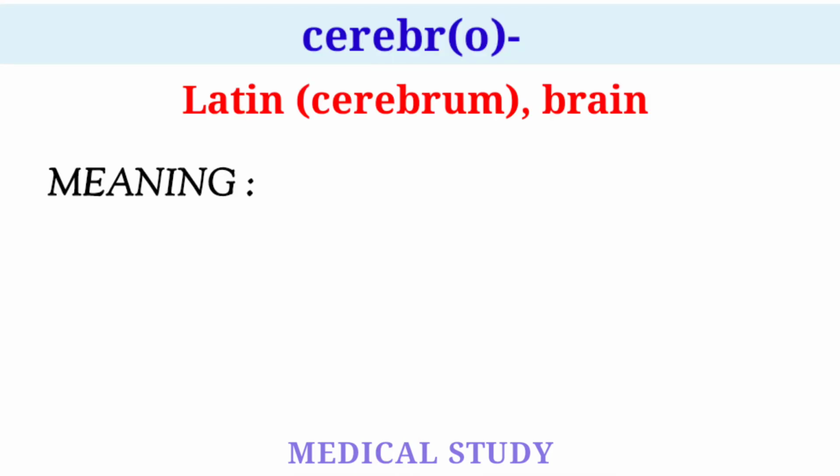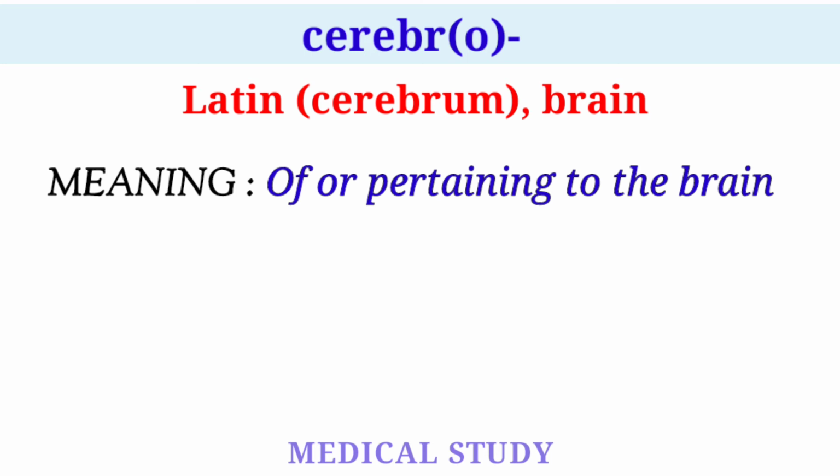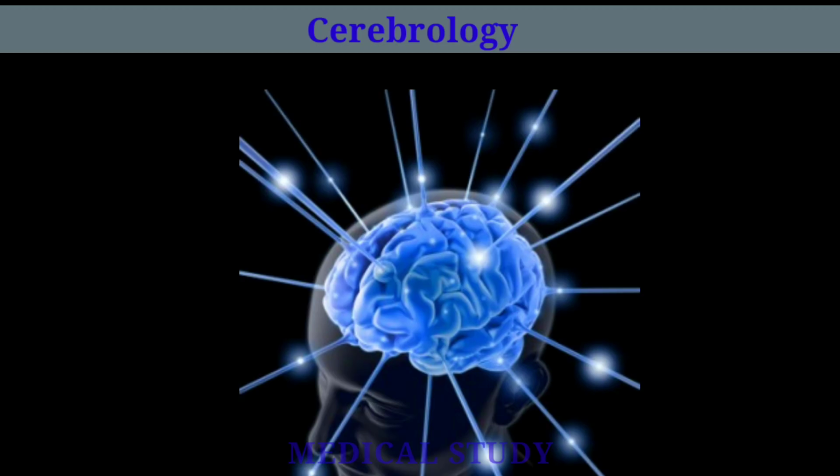Cerebro, which originated from the Latin word, means of or pertaining to the brain. Example, cerebrology. The science that deals with the cerebrum or the brain.